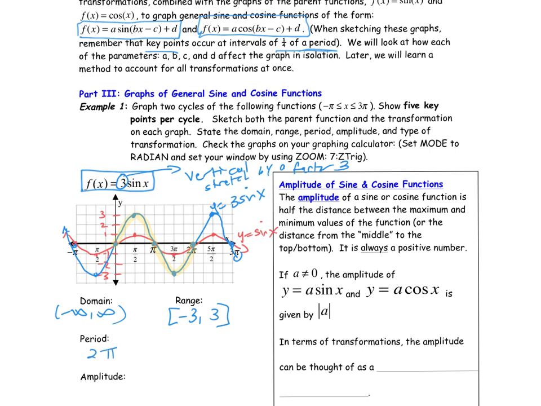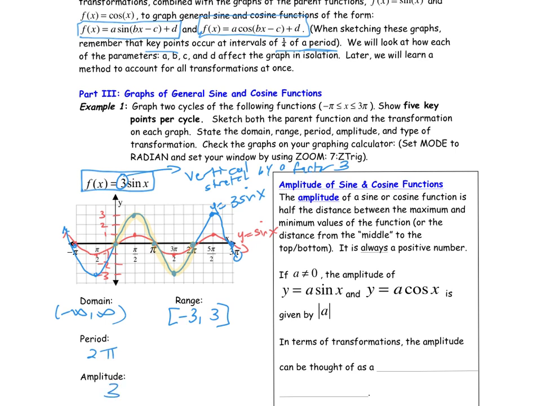Okay, the amplitude. So let's go over to this box on the right. The amplitude, we talked about this a little bit last class, is half the distance between the maximum and minimum values of the function, or the distance from the middle, so that's the axis of oscillation, to the top or the bottom. It's always a positive number. So if we look at this function, the minimum is at negative 3, the maximum is at 3, the distance between negative 3 and 3 is 6, half of 6 is 3, so the amplitude is 3.